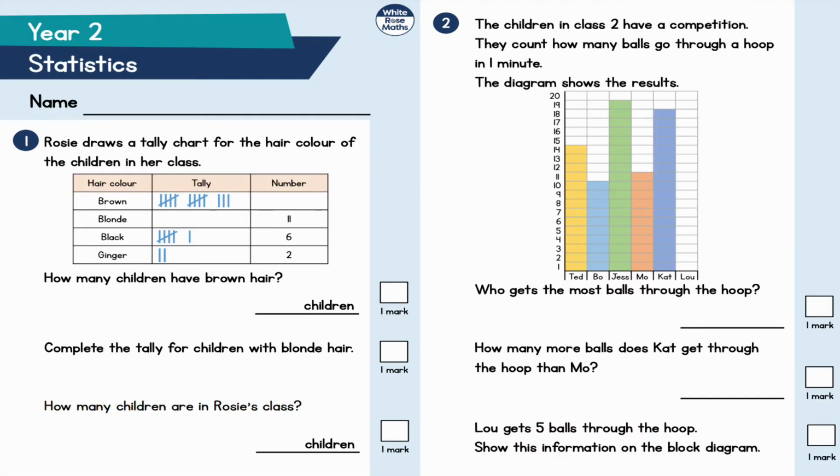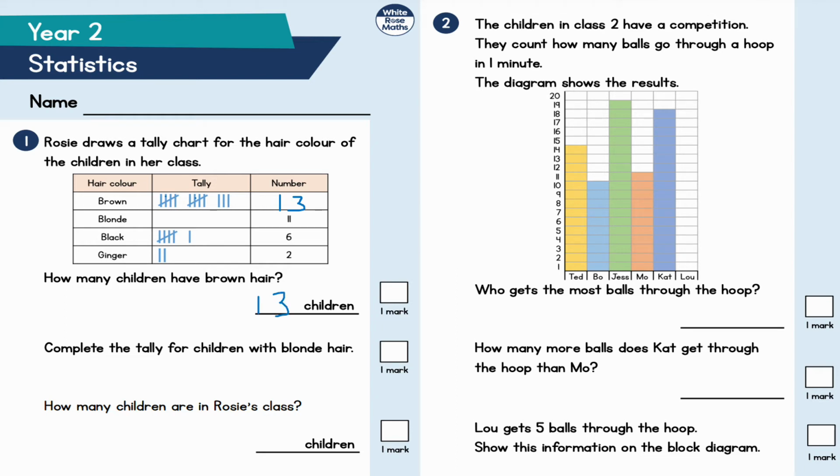We are now looking at Year 2 statistics from the White Rose Maths worksheet. Question number 1. Rosie draws a tally chart for the hair colour of the children in her class. How many children have brown hair? Well, I've got 5, 10, plus the 3 is 13. So I've got 13 children with brown hair.